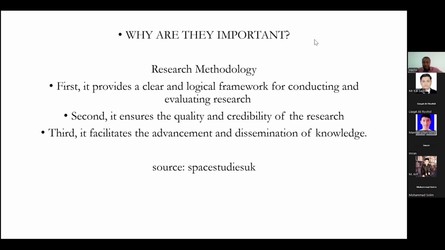The second one is that it ensures the quality and credibility of research. So it means that if you're using a very good research method, then you're going to get very good data quality. If a research is purely quantitative, then it should be quantitative. If it is qualitative, it is going to be qualitative, because it is going to make you have quality, credible research. Now, third, it facilitates the advancement and dissemination of knowledge.